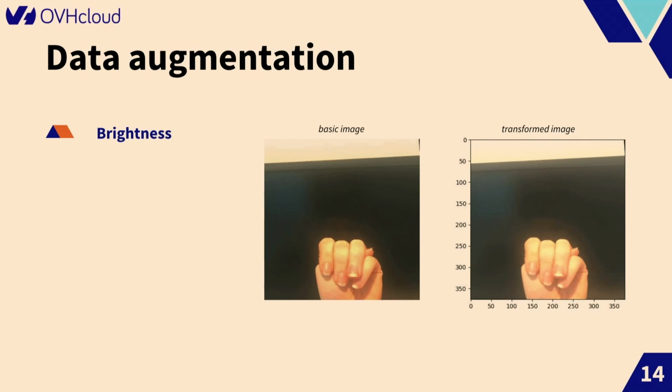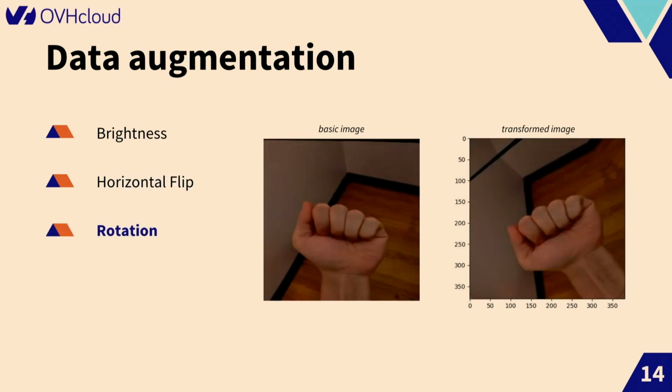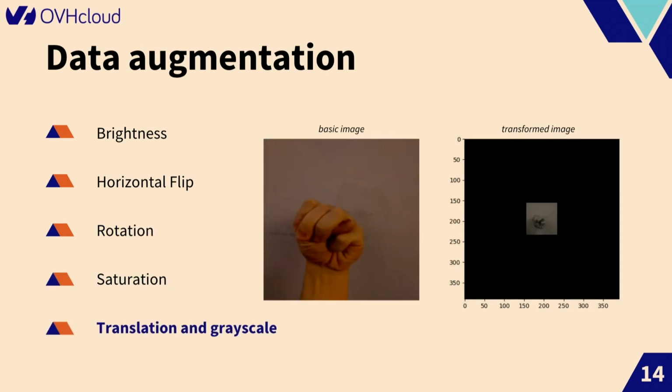So there are several tasks of data augmentation. In our case, we will use the brightness, for example. We will use also the horizontal flip, so it's a mirror. We have the rotation, so for example here we have 60 degrees. The saturation of the image. And the last one is a translation and grayscale.